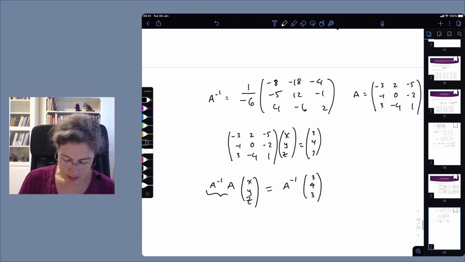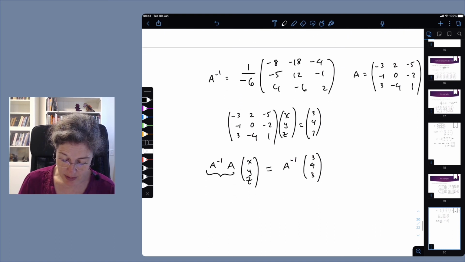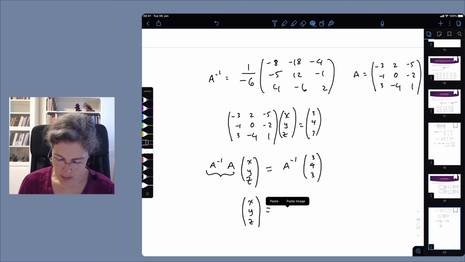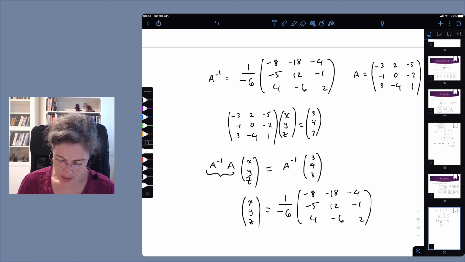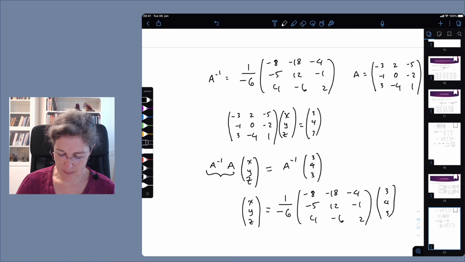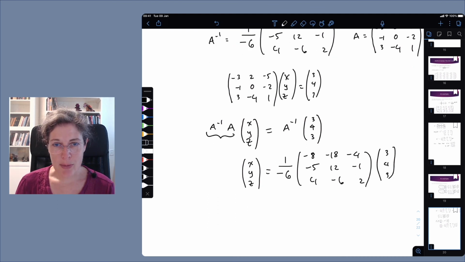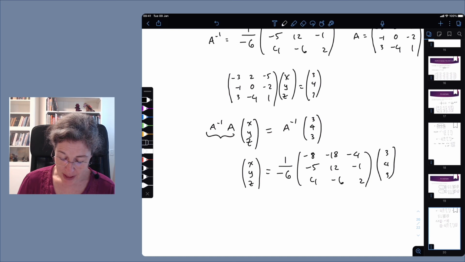But we know that this is the identity matrix, so this is going to end up giving us that XYZ is just equal to our A inverse times 3, 4, 3. So obviously remember we did a fair amount of work to work out that inverse, so it's not like we're doing this super quickly, but now we can just do this multiplication, and if you do that you'll find that XYZ is equal to -6, -5, 1.